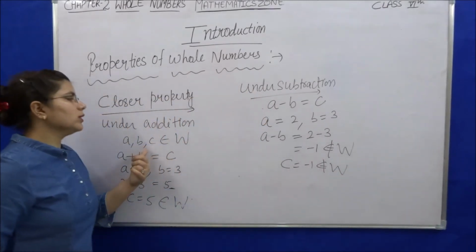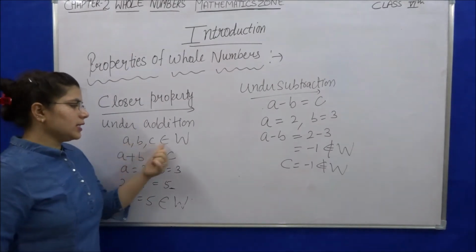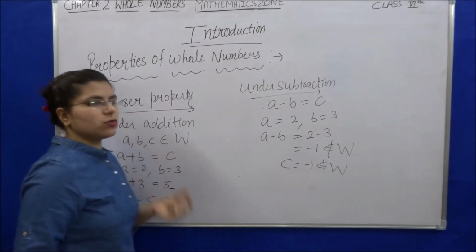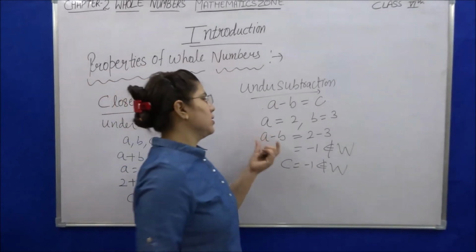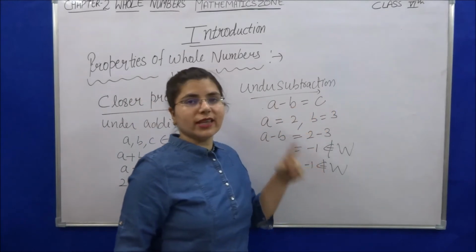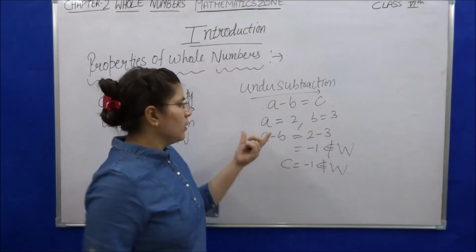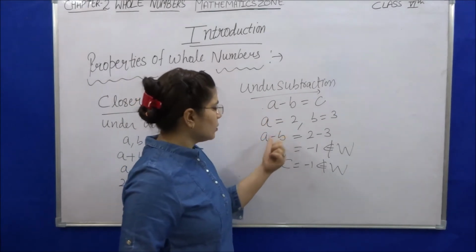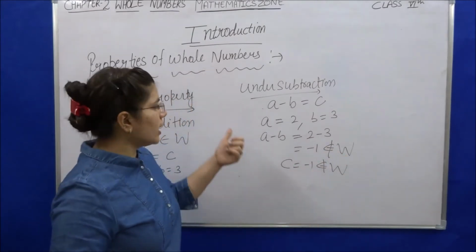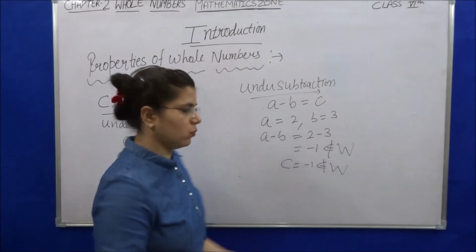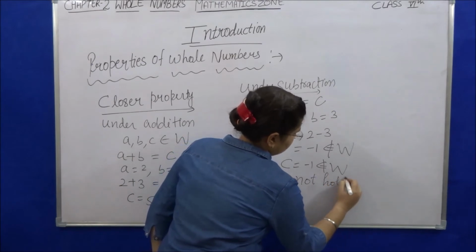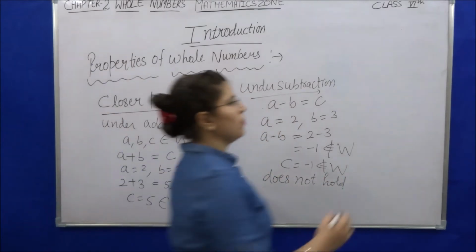According to the closure property, if a, b, c are three whole numbers, then the addition of two numbers is equal to the third number. But in case of subtraction, in a similar way, a minus b should be equal to c, and that c should also belong to whole numbers. But if we see the example, 2 minus 3 is minus 1, which does not belong to whole numbers. So under subtraction, closure property does not hold.